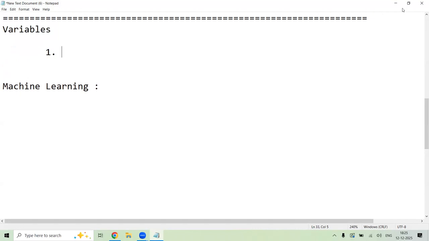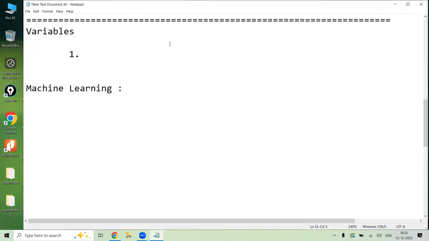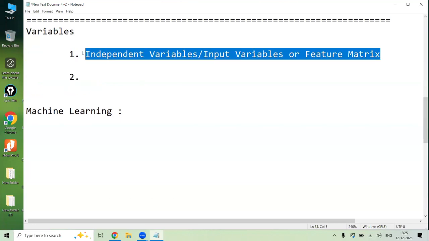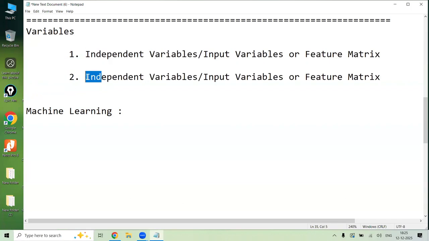The first type of variables which we have is called independent variables, or input variables, which are also called feature matrix. The second one is the dependent variable, which is also called the output variable. So first we have the independent variables and the dependent variable.